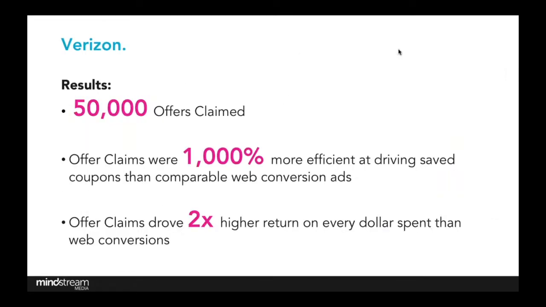So the results that we saw: over 50,000 offers were claimed on Facebook, on platform, compared to only 3,000 coupon downloads on the website, making it about 1,000% more efficient at driving saved coupons compared to the website conversion ads. When we tied it back to sales, we saw a 2 times higher return on every dollar spent than on the web conversions. So it was really the ability to pay per click rather than impressions that was successful.